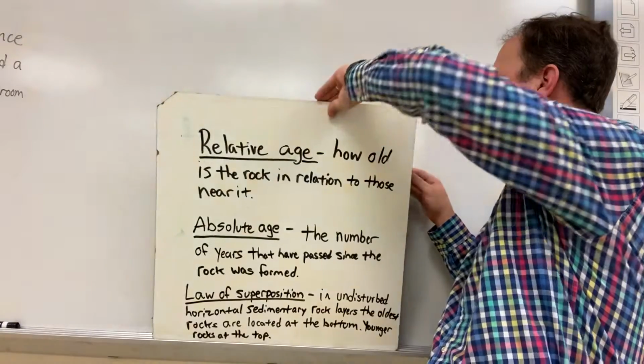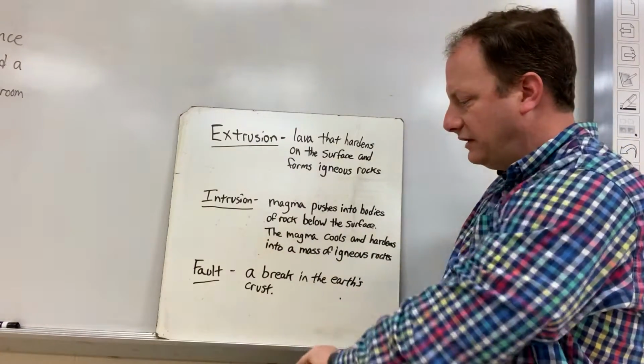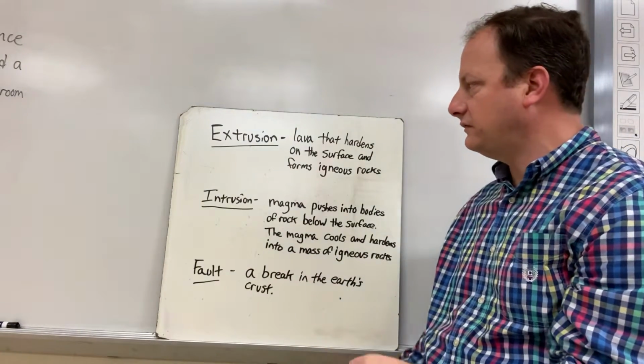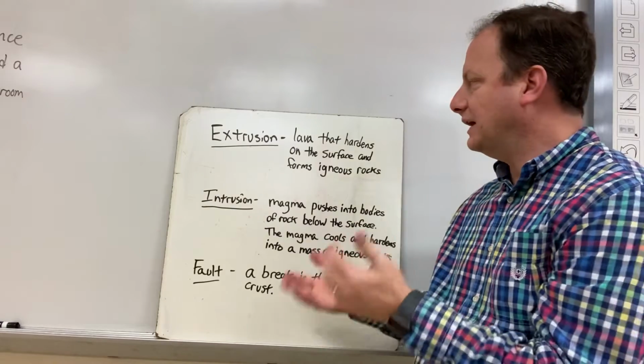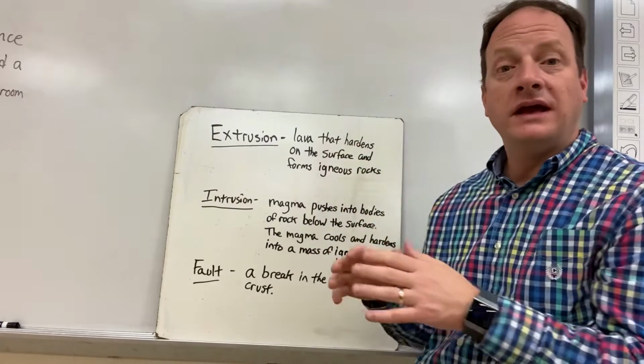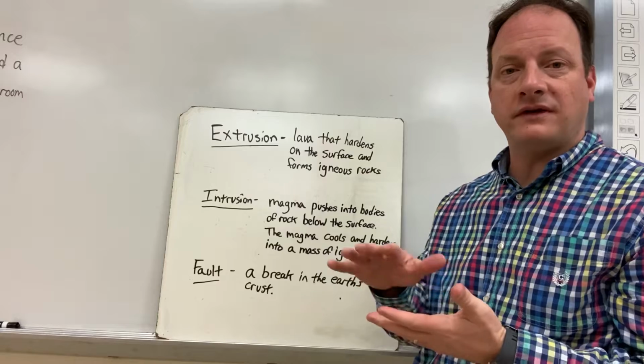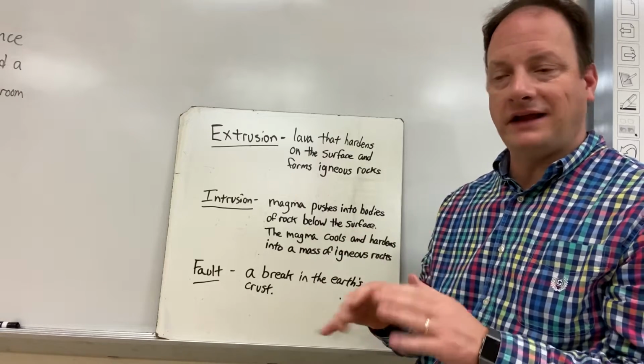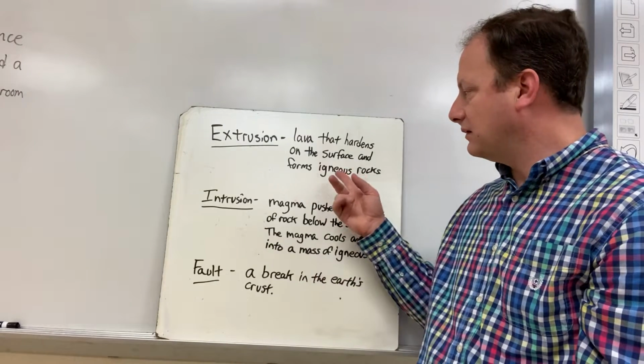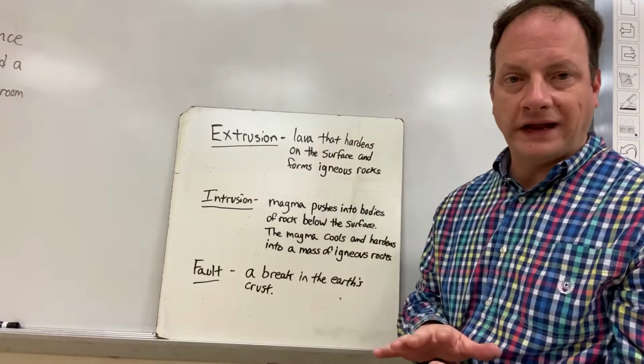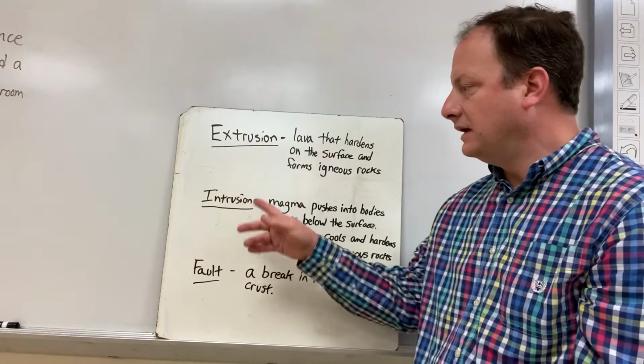at the top. A couple more terms that we need to know. The first is extrusion. Extrusion means that lava has come up out of the ground, and when it reached the surface of the ground, it cooled off and it stayed there. And it formed a rock, an igneous rock, and those are located on the surface of the ground.